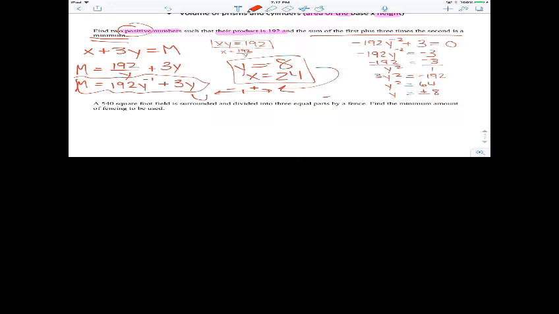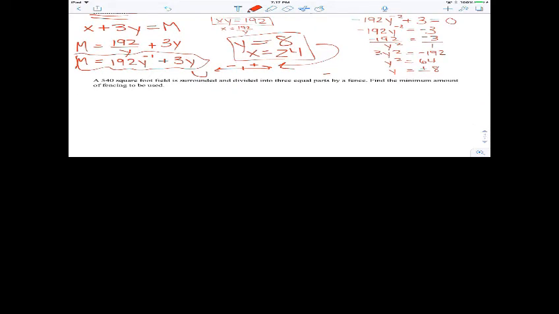A 540 square foot field is surrounded and divided into 3 equal parts by a fence. So let's draw what we know. Divided into 3 equal parts by a fence. Find the minimum amount of fencing. So it's asking me for a minimum of the perimeter, right? And we know the square feet, so that is an area. So let's see what we know.